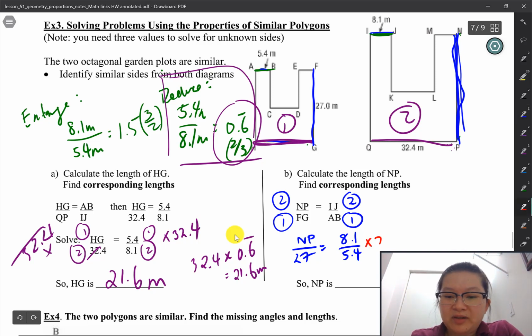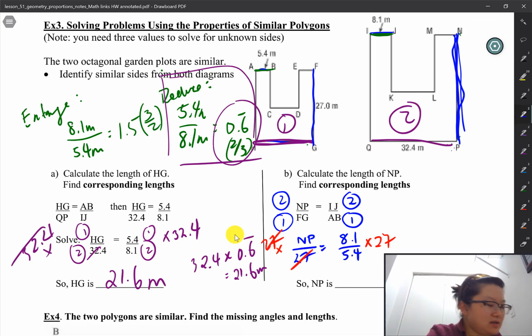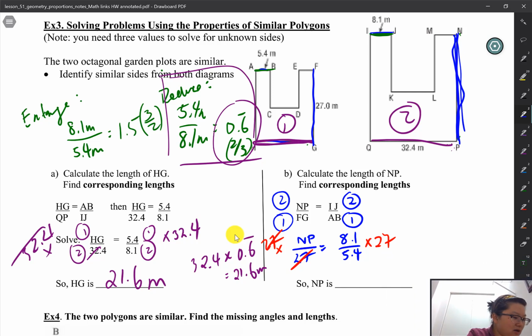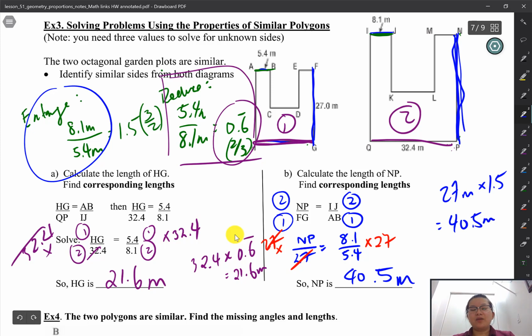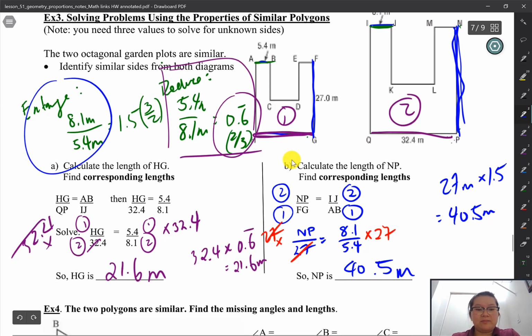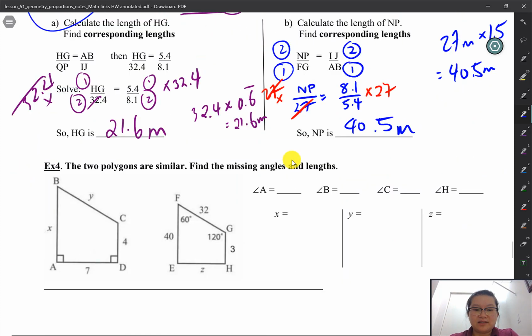If I want to find NP, I multiply both sides by 27. It cancels out, so I get NP is 8.1 divided by 5.4 times 27. That's 40.5, don't forget the units, in meters. If you did it my way, which is to use the enlargement ratio, the scale factor, then we just take the side length, which is 27, and multiply by the scale factor. Because it's larger, it's going to be a number greater than 1. 27 times 1.5 is going to give you 40.5 meters. Okay, so that is if you use the scale factor method. Okay, that was it. All right, moving on to the next example.